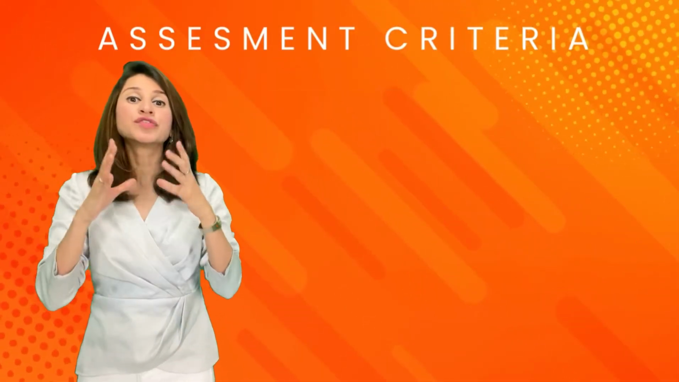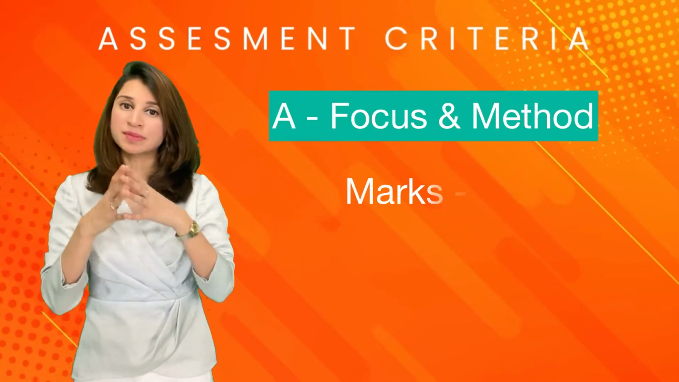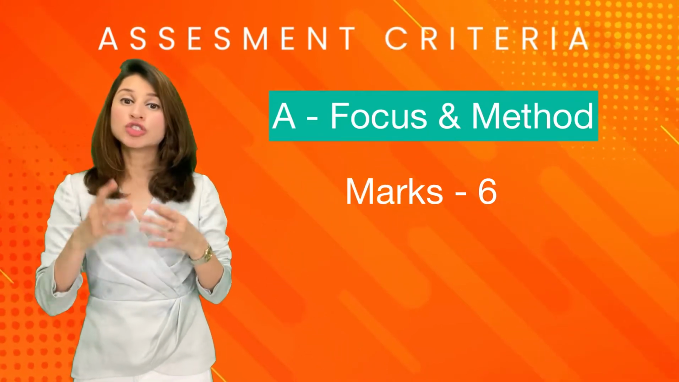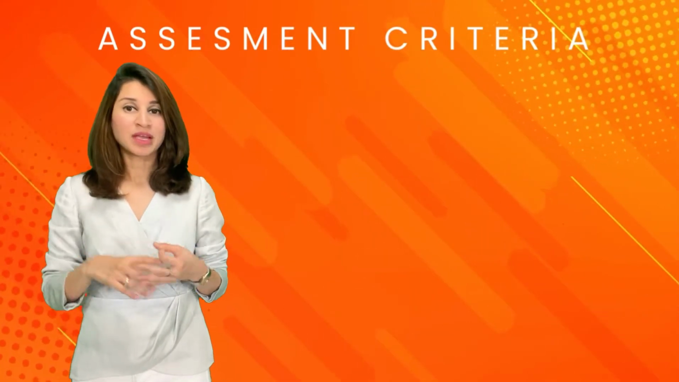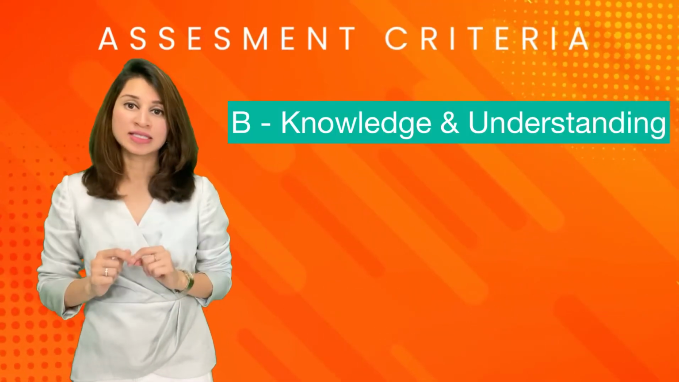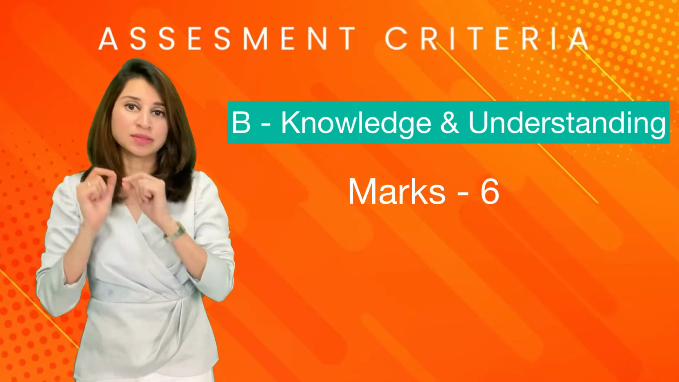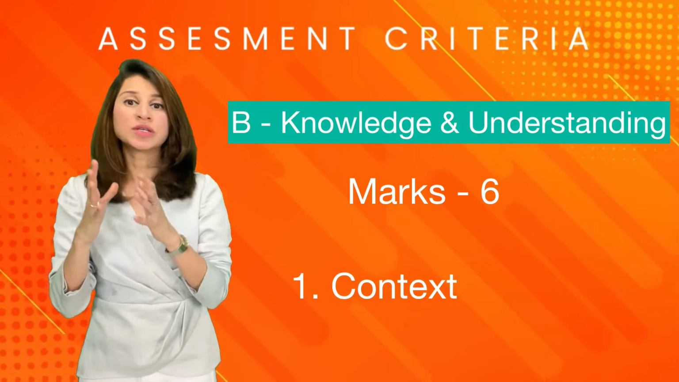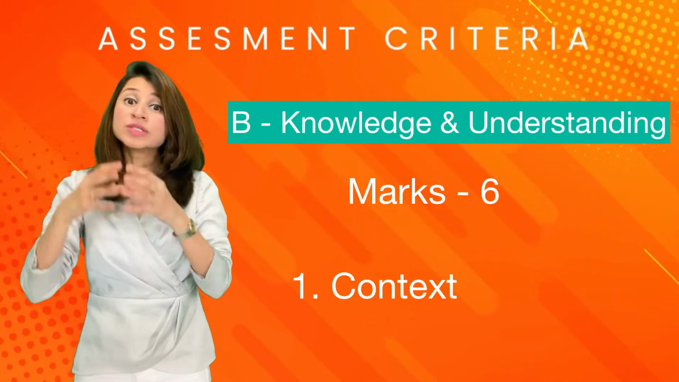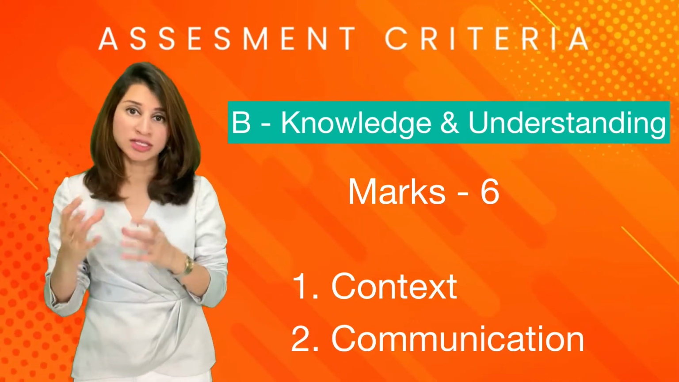The first one is focus and method, which consists of 6 marks. This broadly includes your topic, your research question, and your methodology. The second one is knowledge and understanding, which comprises again of 6 marks and basically in simple words means how well you know your subject and have you used the subject specific terminologies and concepts.